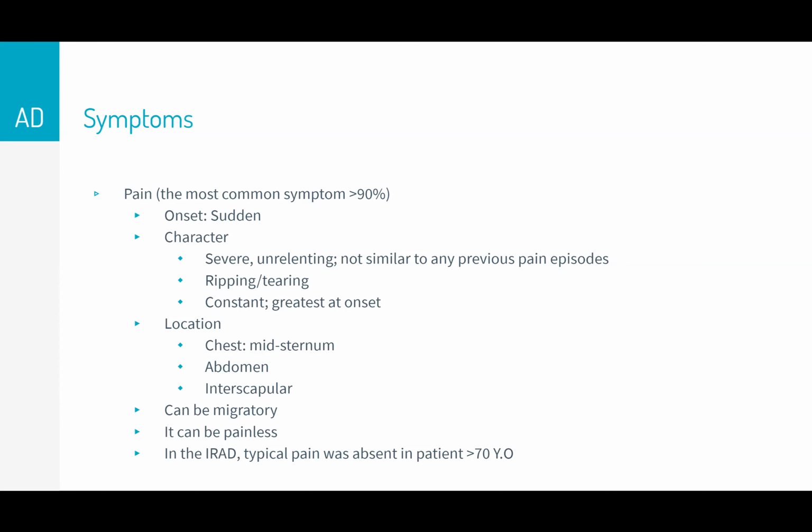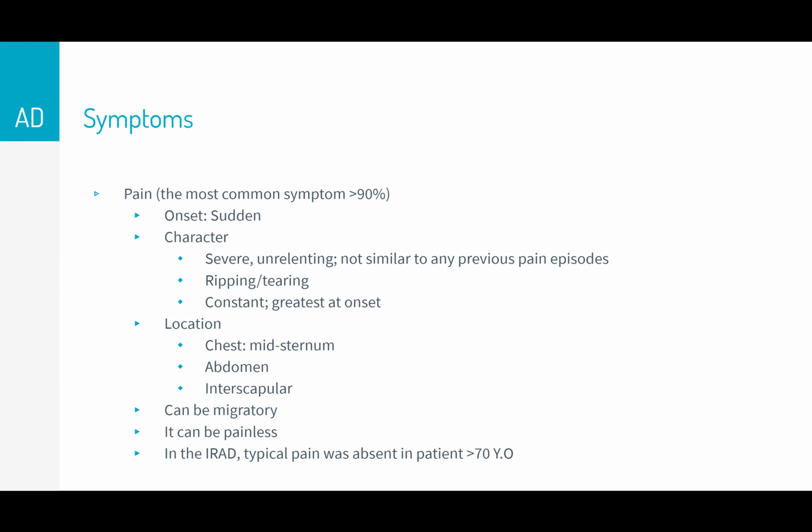The location of the pain is variable, most of the time it depends on the location of the dissection, but mainly it happens in the chest, mid-sternum, or the abdomen, or on the back, interscapular. The pain can be migratory. This is due to propagation of the dissection. If it starts as type A, let's say type 2 DeBakey, and it ends up being type B, from descending and propagating up to the abdominal aorta.